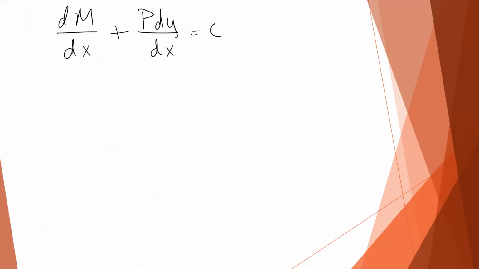All right, so let's clean this up a little bit. We have the equation dM/dx plus P dy/dx equals 0. All right, so we can integrate with respect to x, and this becomes M plus Py equals 0. Nope, it doesn't equal 0. Sorry, what does it equal? What happens when I integrate? C. It equals some constant C.